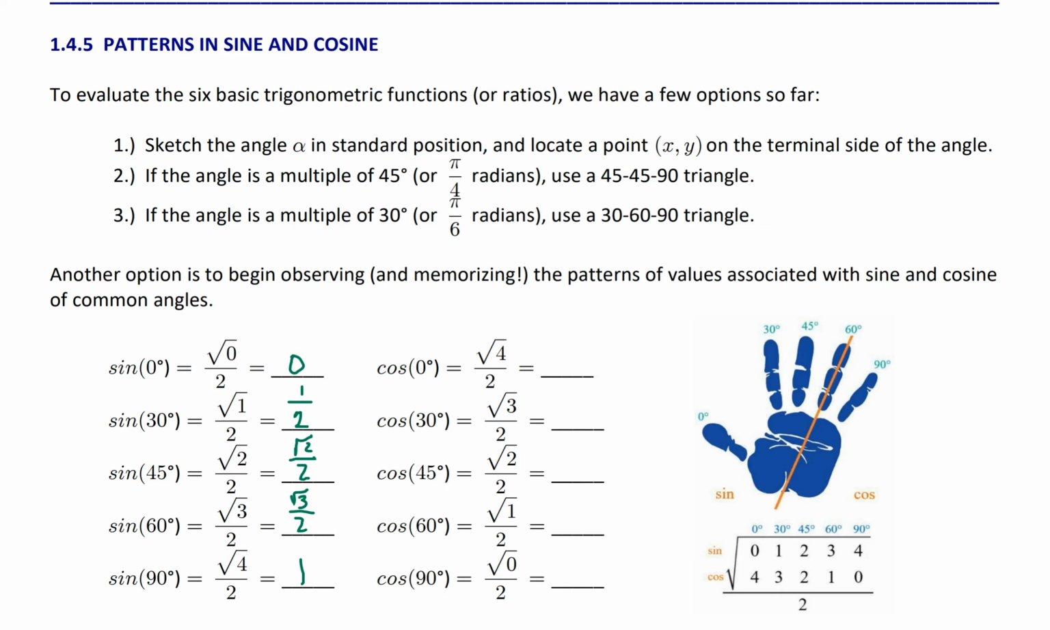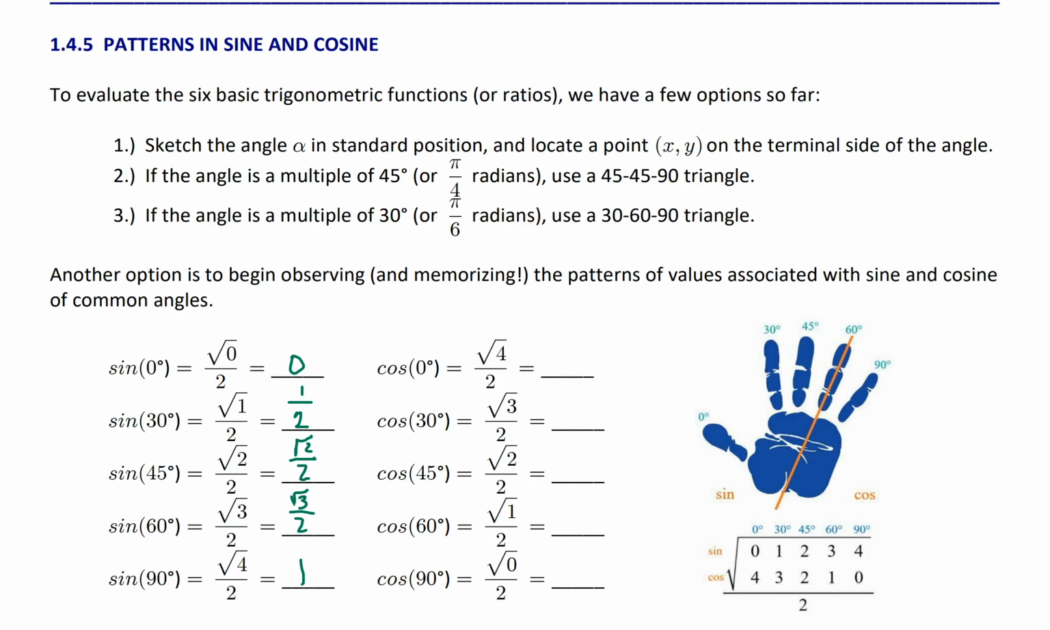In addition, in the numerator, we have a value under the radical, and that value increases from 0 to 4. So we can think of this as square root of 0 over 2, square root of 1 over 2, square root of 2, 3, and 4 over 2, so on and so forth. Now, why would we want to do that? Well, you can use those patterns and your hand, either your left hand or your right hand, to quickly evaluate sine and cosine. Whether you're looking at your right hand or your left hand, consider 0 degrees to be represented by your thumb, 30 degrees by your pointer, 45 degrees by your middle finger, 60 degrees by your ring finger, and 90 degrees by your pinky.